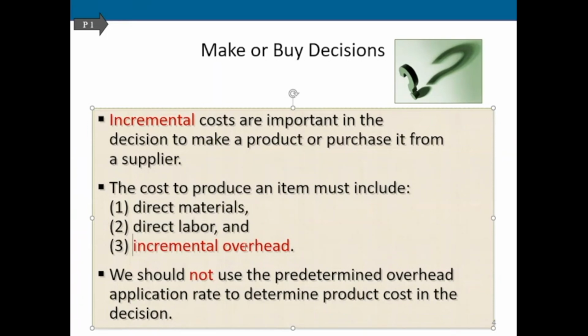And the overhead, now this word incremental just means additional overhead. Obviously, our business has overhead. I mean, we are still in a building which has to have utilities, rent, and supervisor salaries and all sorts of things. And that overhead will be there whether we make the icing or we buy the icing. Incremental overhead means additional overhead. Maybe more utilities because it takes longer to make the icing.